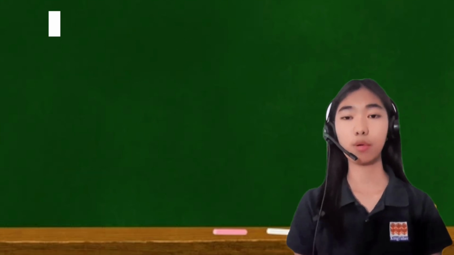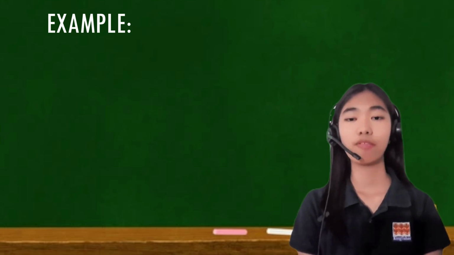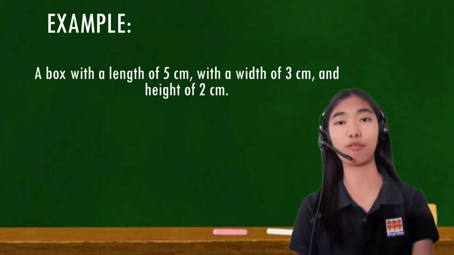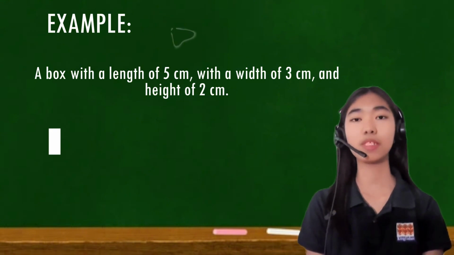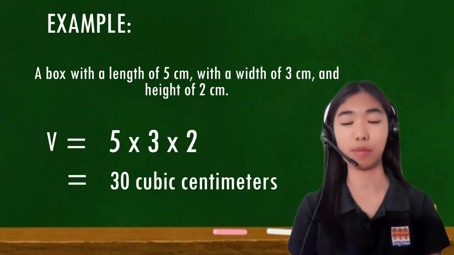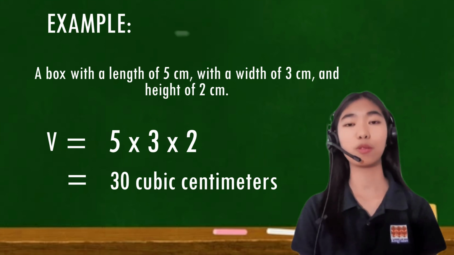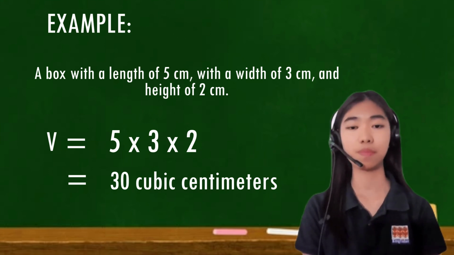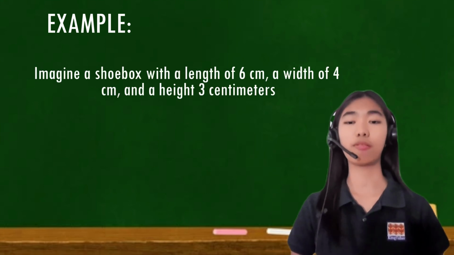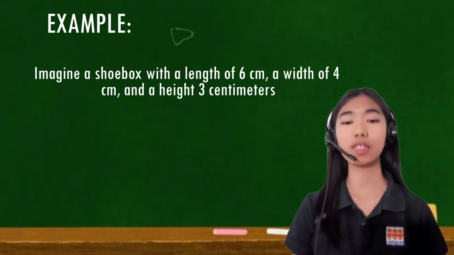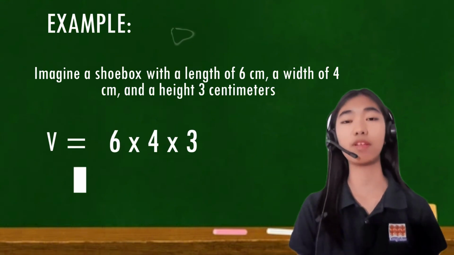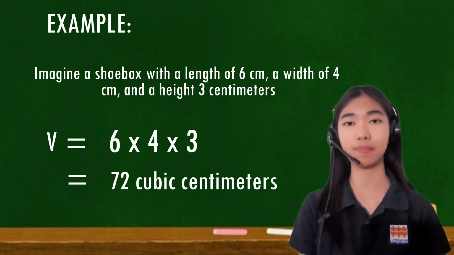Now let's look at an example for a rectangular prism. If we have a box with a length of 5 cm, a width of 3 cm, and a height of 2 cm, then volume is equal to 5 times 3 times 2, which is equal to 30 cubic centimeters. This means that the box can hold 30 cubic centimeters of space. Another example: imagine a shoebox with a length of 6 centimeters, a width of 4 centimeters, and a height of 3 centimeters. This means the shoebox can hold 72 cubic centimeters of space.